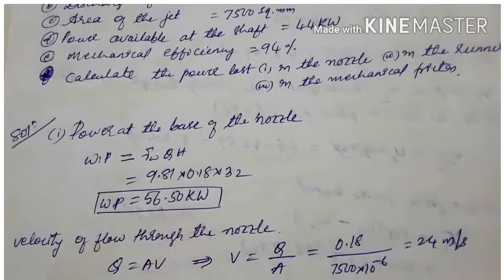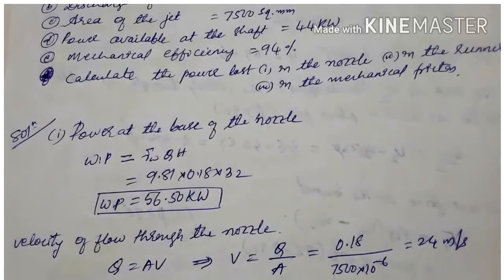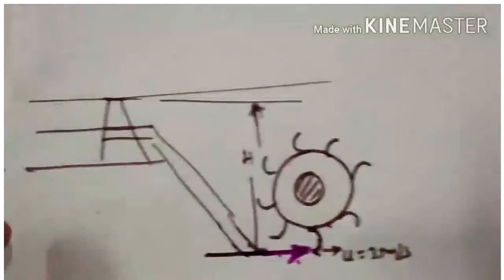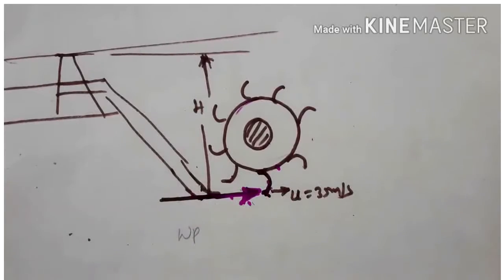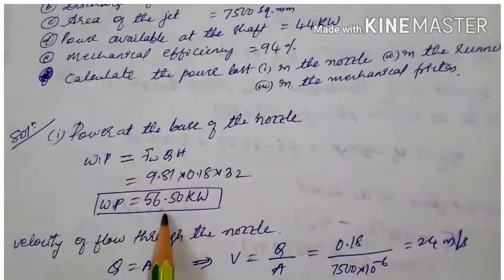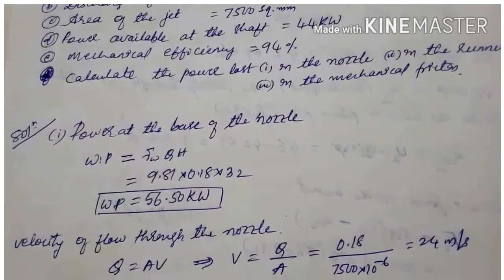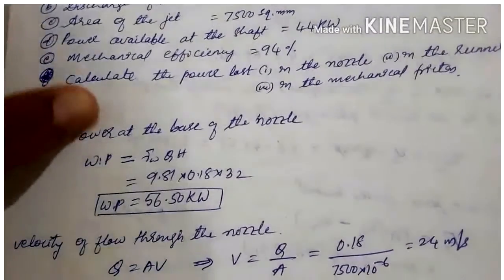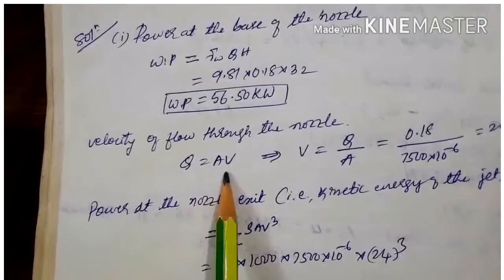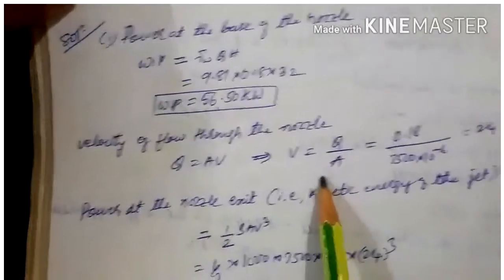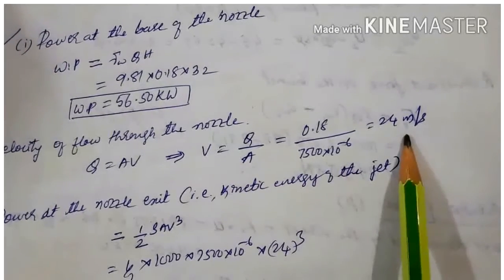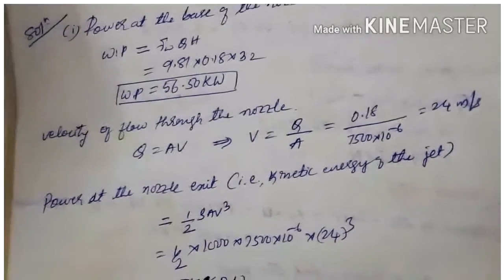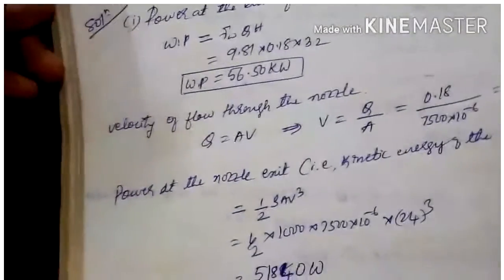This much power is being transferred at the base of the turbine. This jet power we have calculated is the water power, which is 56.5 kilowatt. Then let us calculate next the velocity of the flow through the nozzle. As we know, Q equals A into V, then V equals Q by A. The area of the jet is given, substitute here, then we get 24 meter per second.